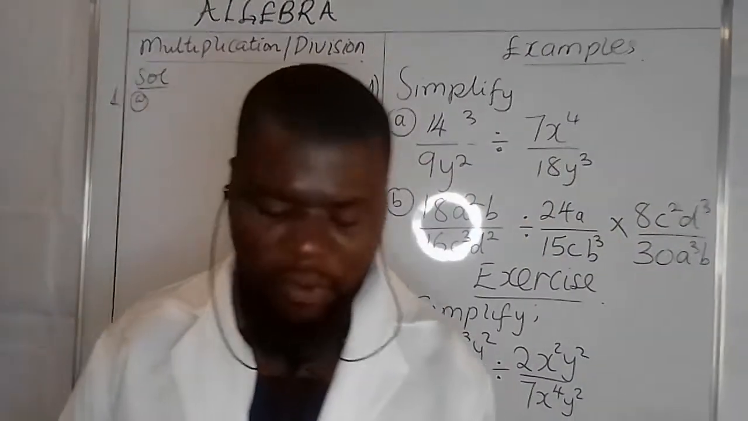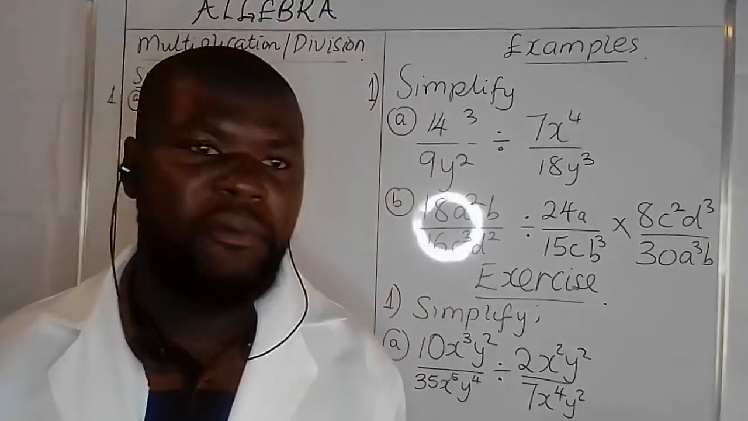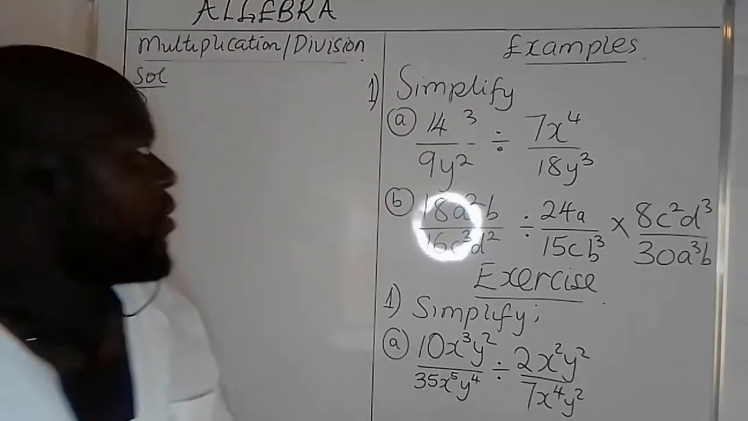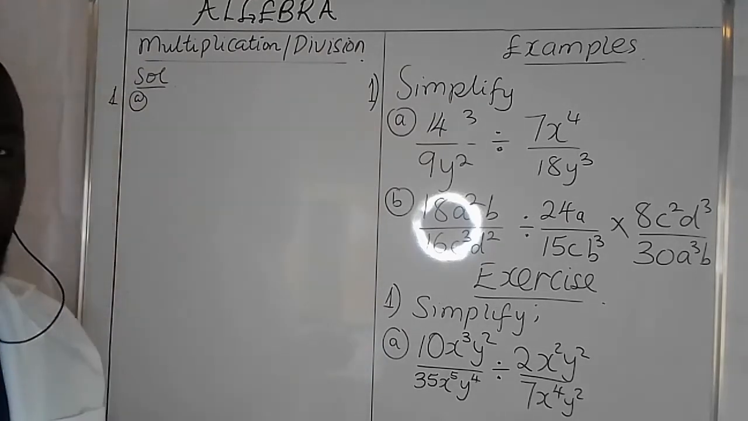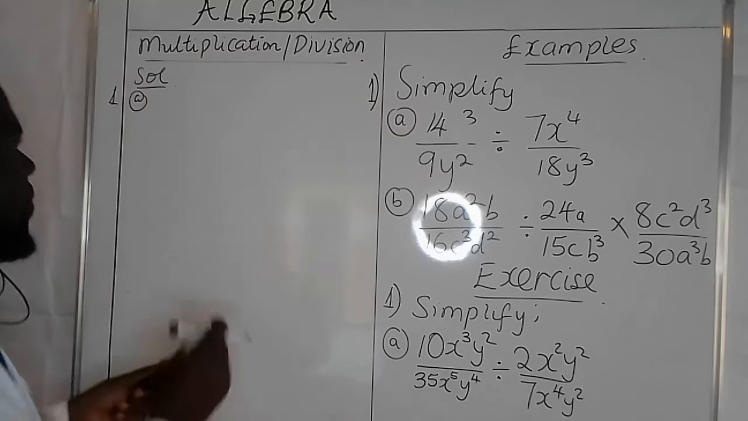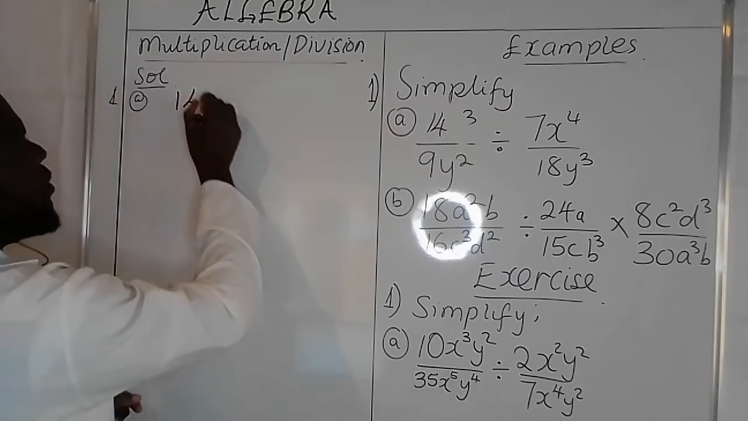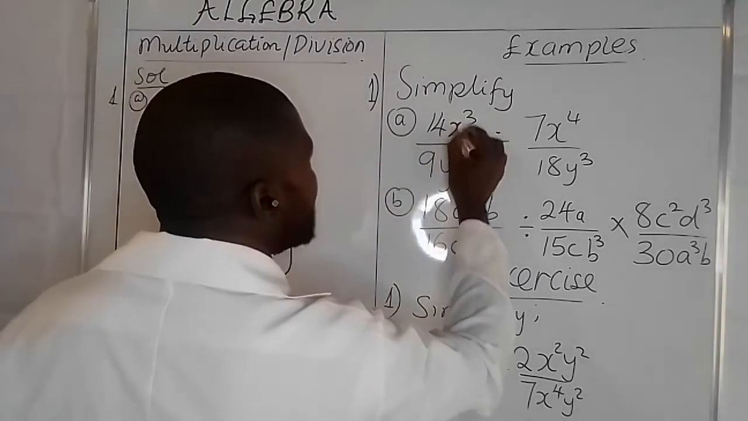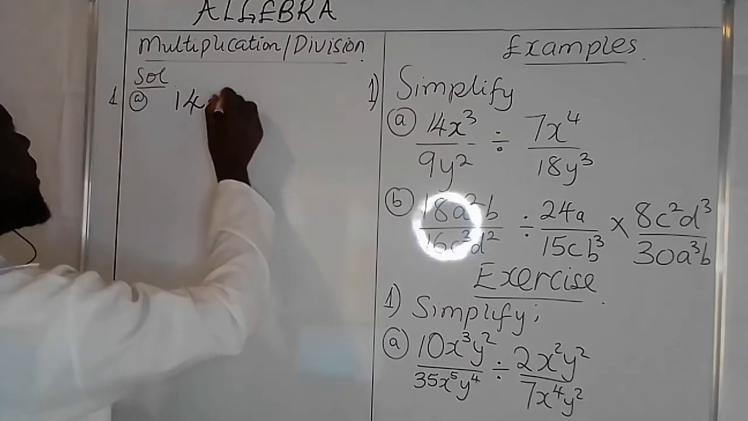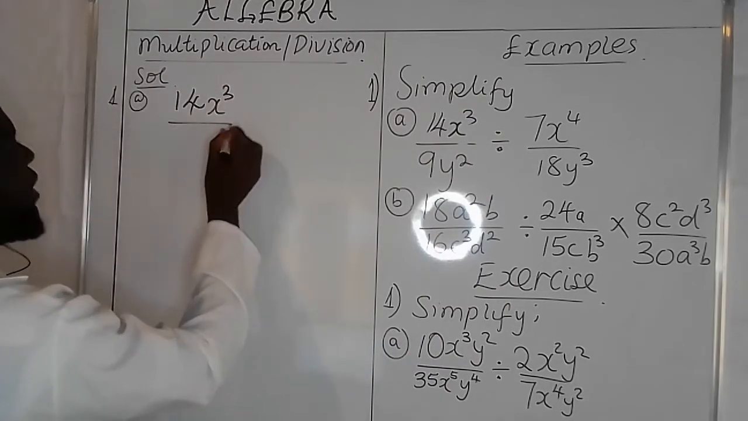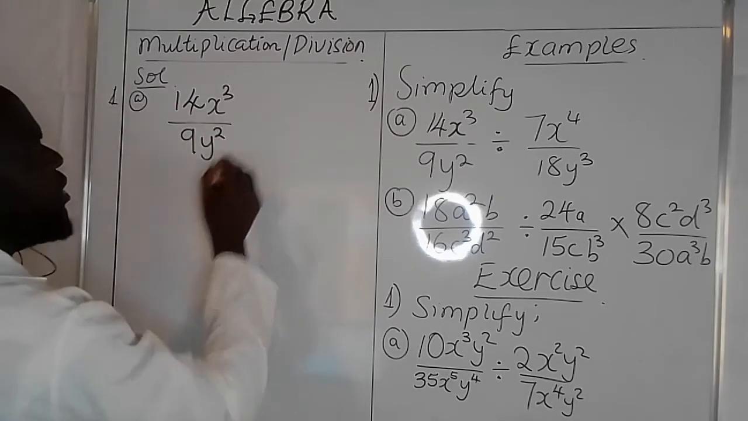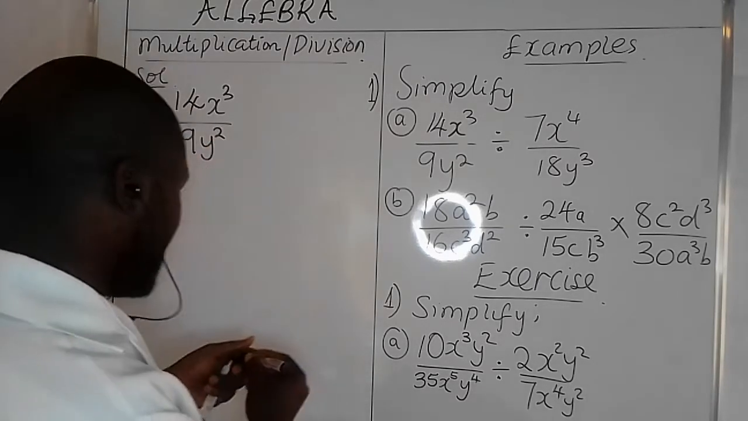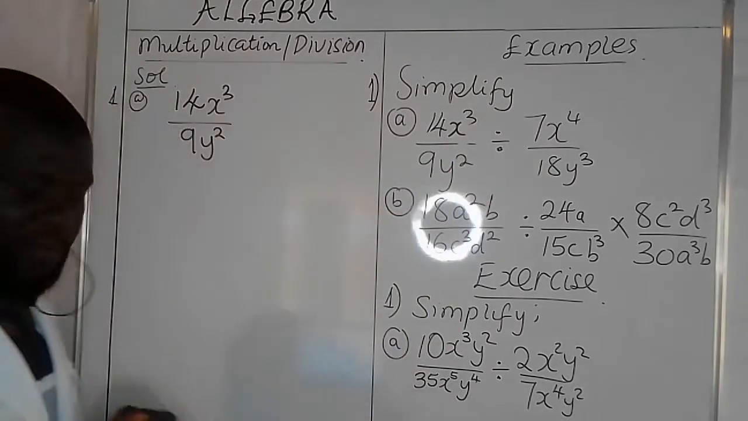Welcome back. We are looking at algebraic fractions where we are multiplying and dividing. So we have an example on the board. We have 14x^3 divided by 9y^2. Now, as you have seen, we are dividing here.